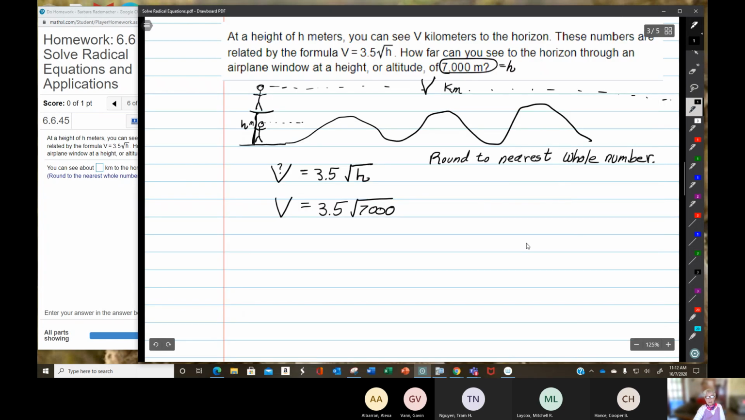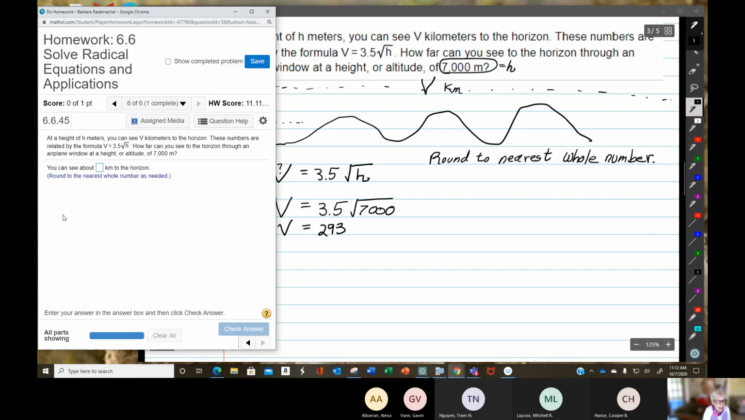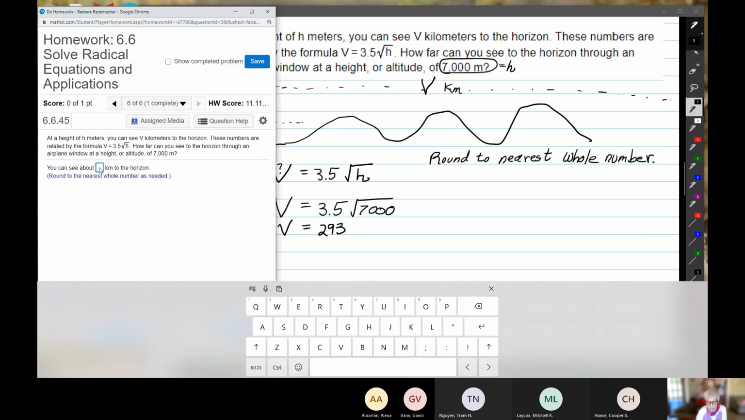So the answer to this problem is going to be 293. Is that right? I don't know. That just doesn't sound right, but it might be 293. I hit 5. No, 3. There we go.